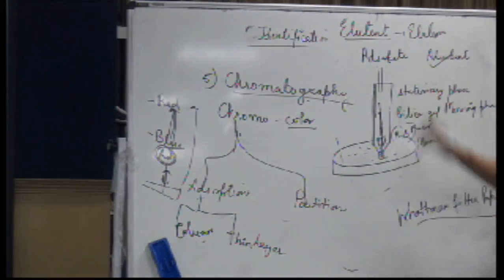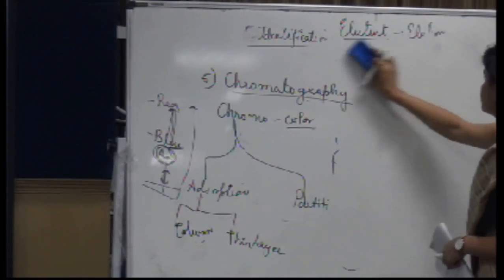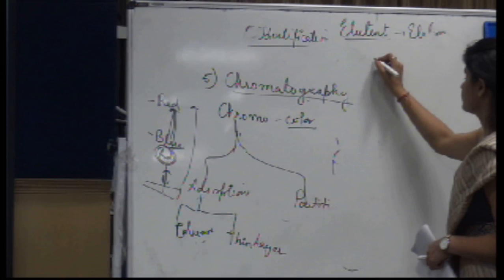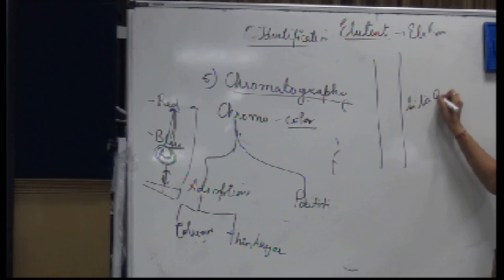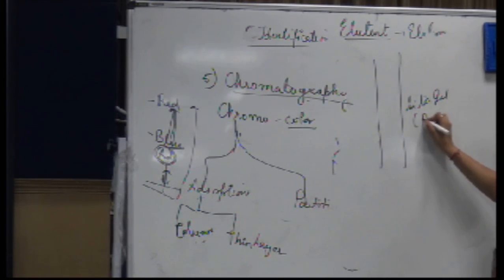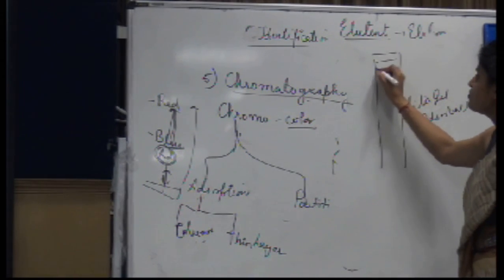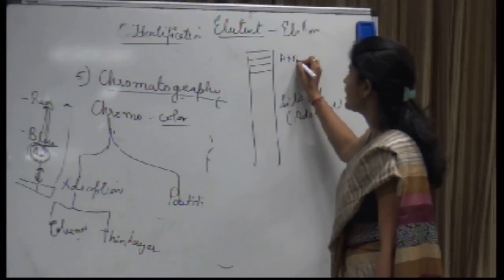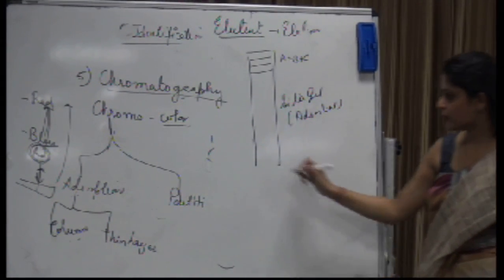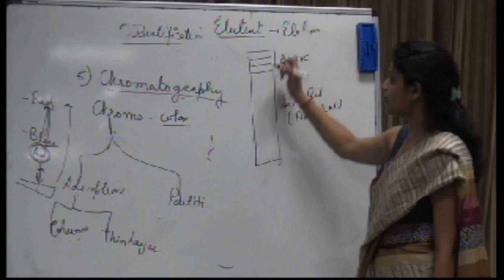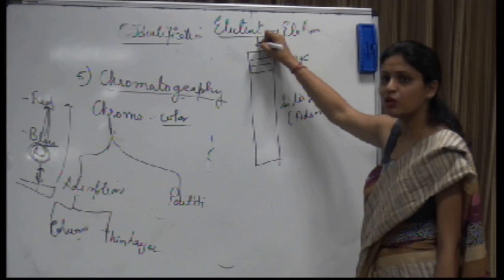I'll take a column, say it can be silica gel. I'll take a column which will act as adsorbent. Then I'll take the mixture of say components A, B and C, and I want to separate A, B and C. I'll take this column of the adsorbent and introduce that mixture of A, B, C components into the column.